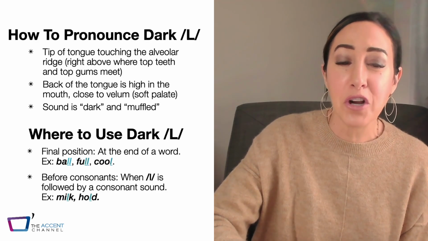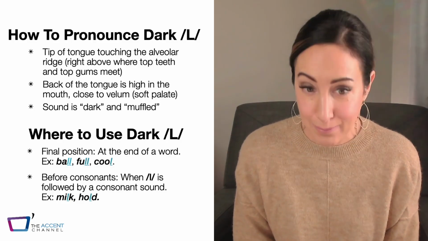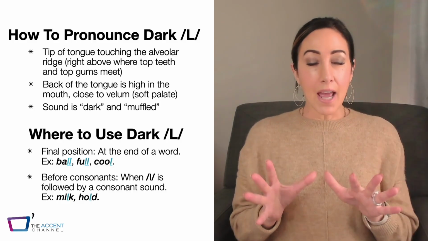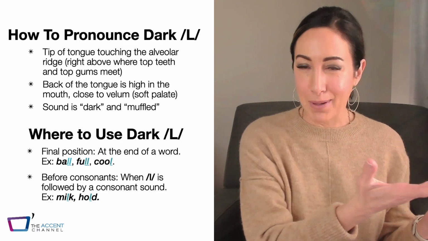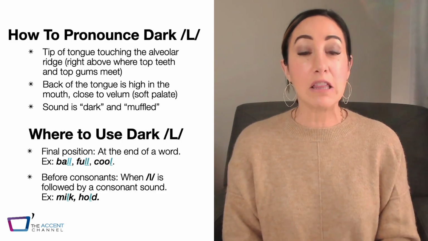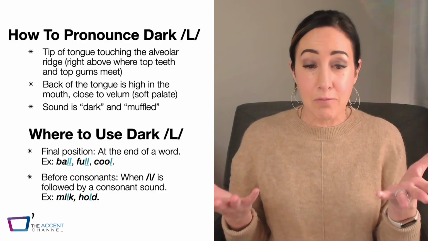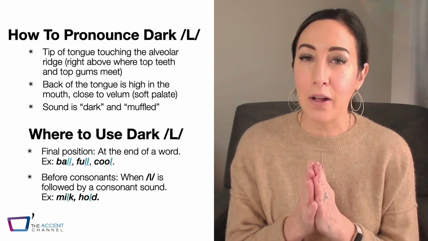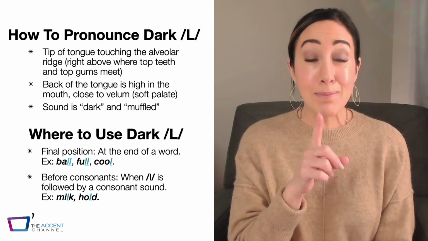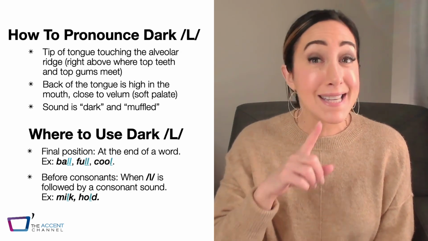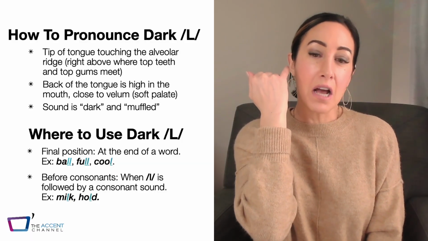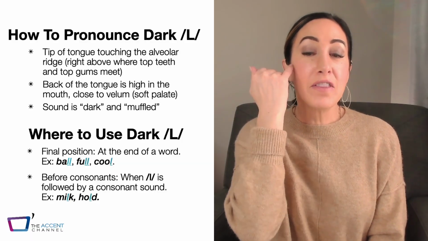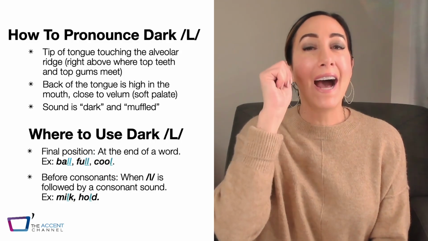So let's talk about dark L and get more comfortable with that placement. Dark L is much more common in American English, which it doesn't seem like because it sounded so weird when I used it in the wrong place, but it is a more common sound. To pronounce the dark L, the tongue tip is actually in the same place. It's on that alveolar ridge, but instead of the back of the tongue being low in the mouth, the back of the tongue is high in the mouth.